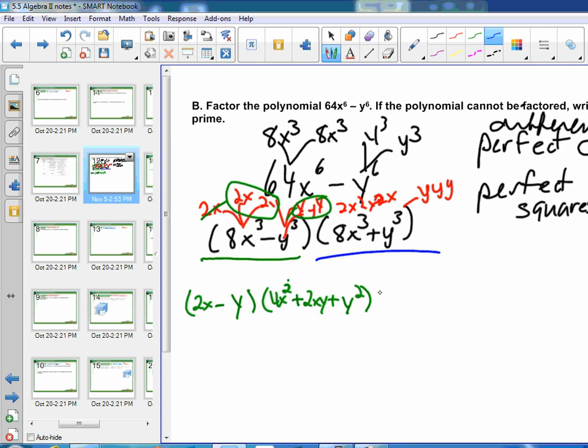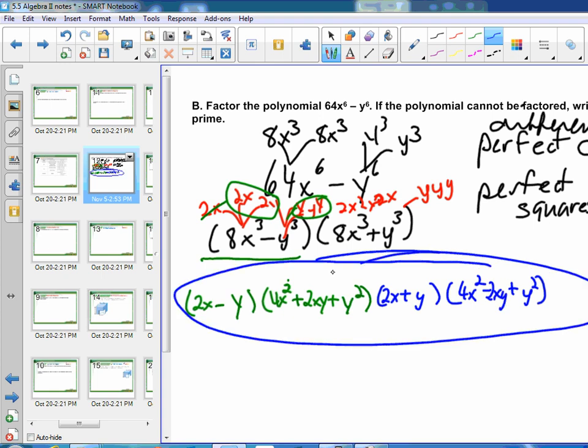Now the blue, double bubble, little bubble, big bubble. Signs are same, opposite, always positive. And we're going to have 2x and y and 4x squared and y squared, and this will be 2xy again. And that is factored form for the 64x to the 6th minus y to the 6th.